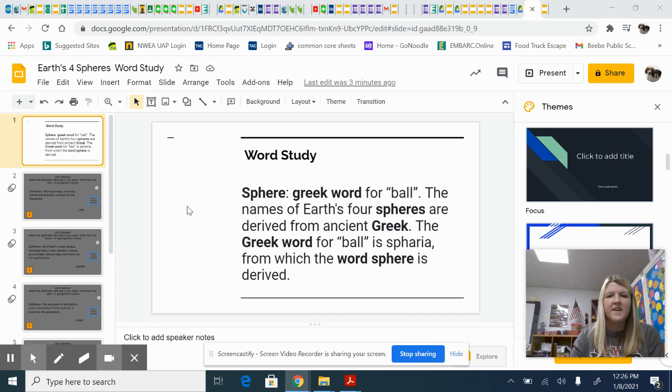All right, yesterday you watched a video that introduced our new unit, and today we're going to do a word study on some of the important vocabulary words. You probably noticed that there were 4 spheres that were mentioned. So we're going to look at what sphere means. It's a Greek word for ball, and the names of the Earth's 4 spheres are derived from the ancient Greek.